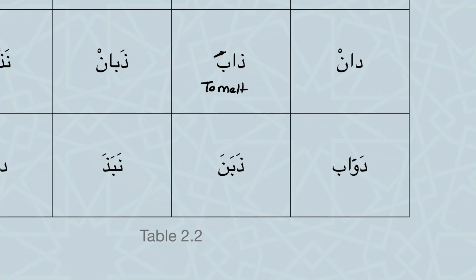Dawab is from the verb dabba. Dabba is basically a verb that notes anything that crawls on 4 feet, basically animals. Anything that crawls or walks on 4 feet, we call it dabba. And dawab basically is a collective noun for everything that has 4 feet and just walks around on 4.